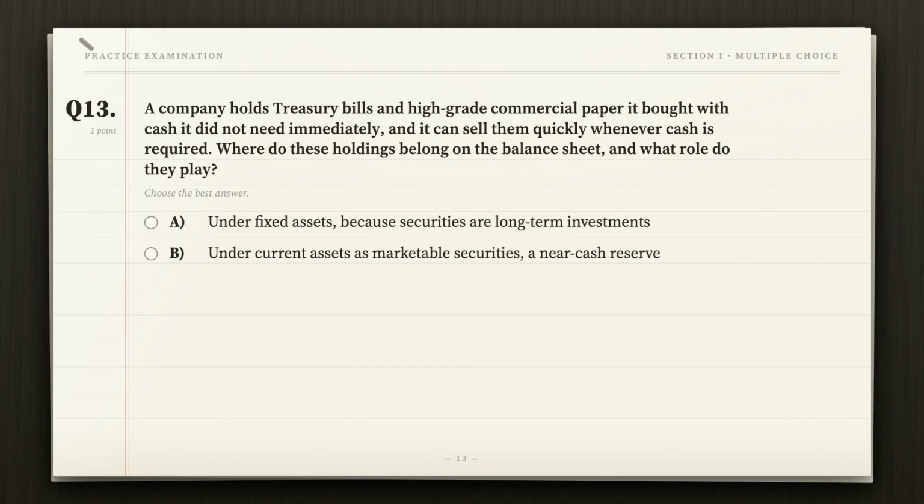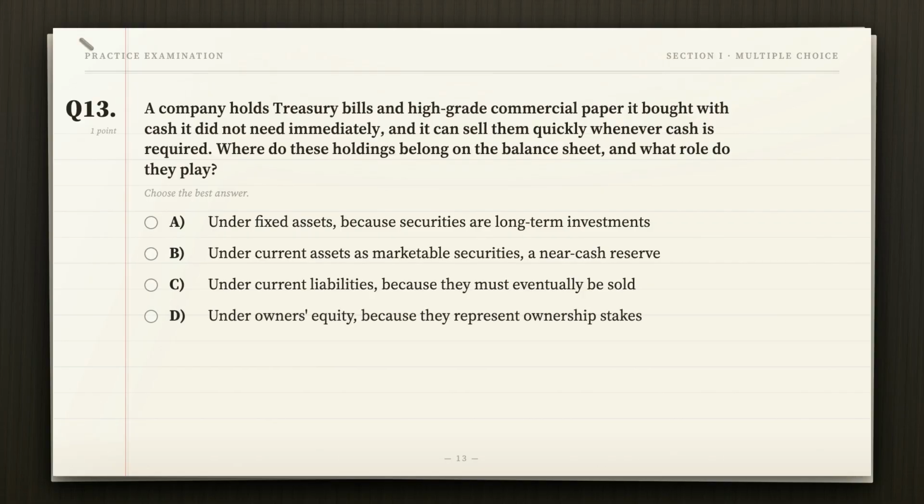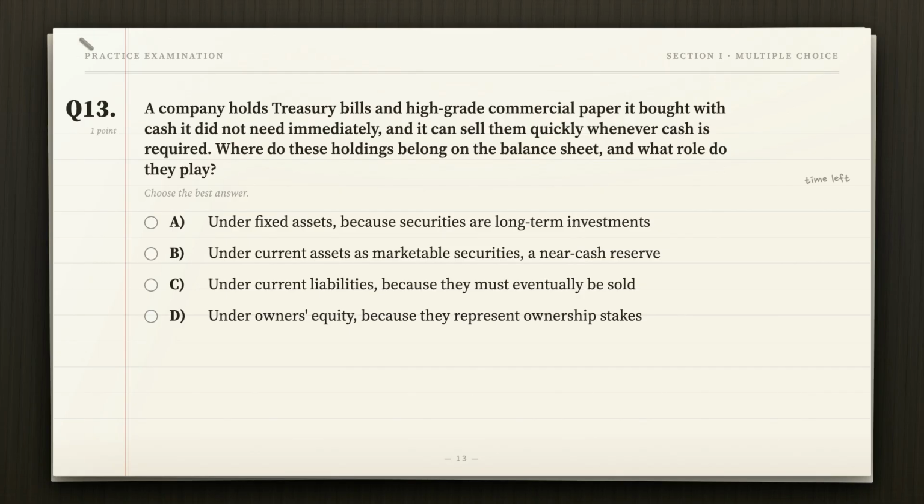B. Under current assets as marketable securities, a near cash reserve. C. Under current liabilities because they must eventually be sold. D. Under owner's equity because they represent ownership stakes. Pick one, trust your gut. Here's your chance to test yourself.